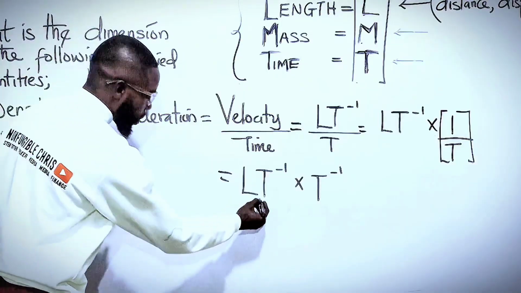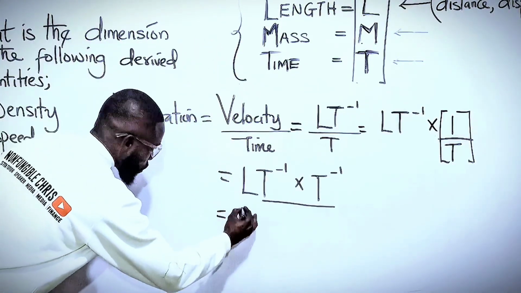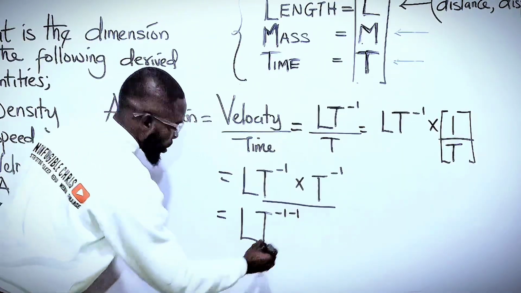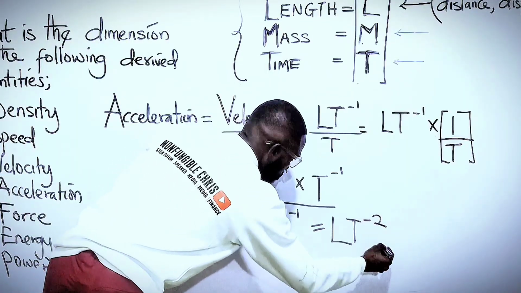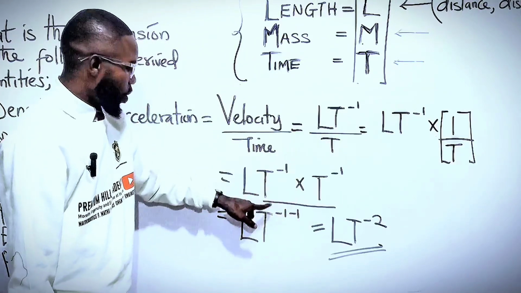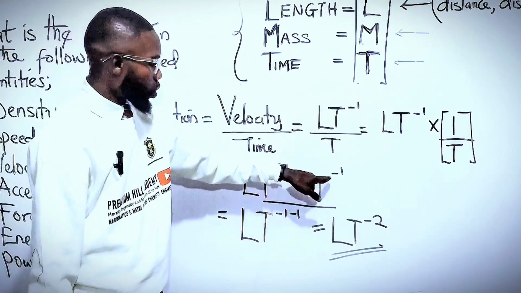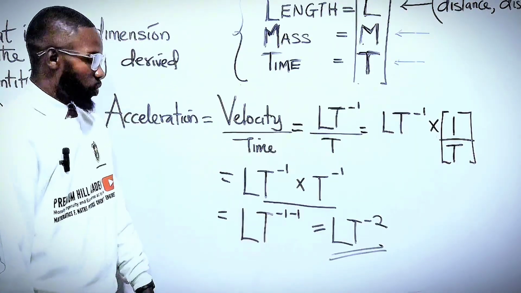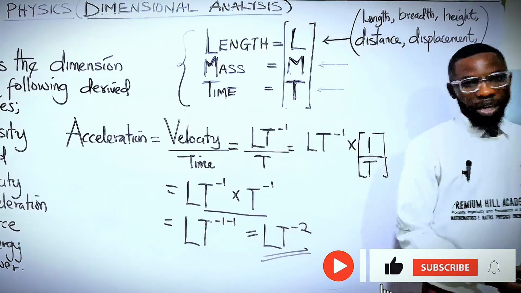Now if you watch, expressing t raised to the power minus 1 and t raised to the power minus 1 in index form, we're going to have LT raised to the power of minus 1 minus 1, which gives us LT raised to the power of minus 2. Right? Remember, in indices, when we have the same base, we pick one, and then since there's a times here, we sum up minus 1 plus minus 1, which gives us minus 2. That becomes the answer to the dimension of acceleration.